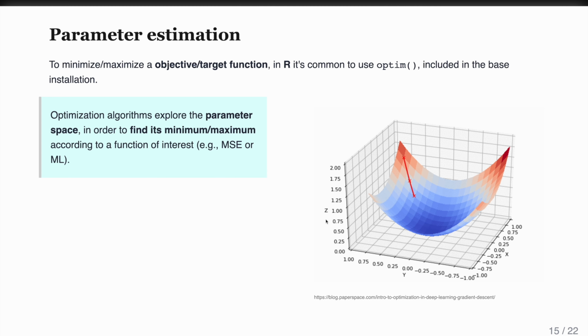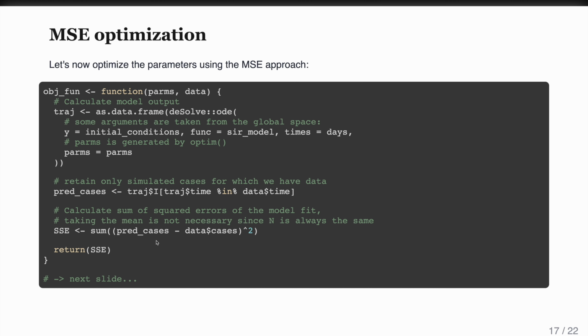Okay, let's see the algorithm for mean square error optimization. It seems complex, but we can go step by step. First of all, we use the parameters that are produced by optim, this one, params, which are passed to this function, and we put them into the usual ODE function, which also uses the initial condition, the SIR model, and the days, which are defined in the global space.